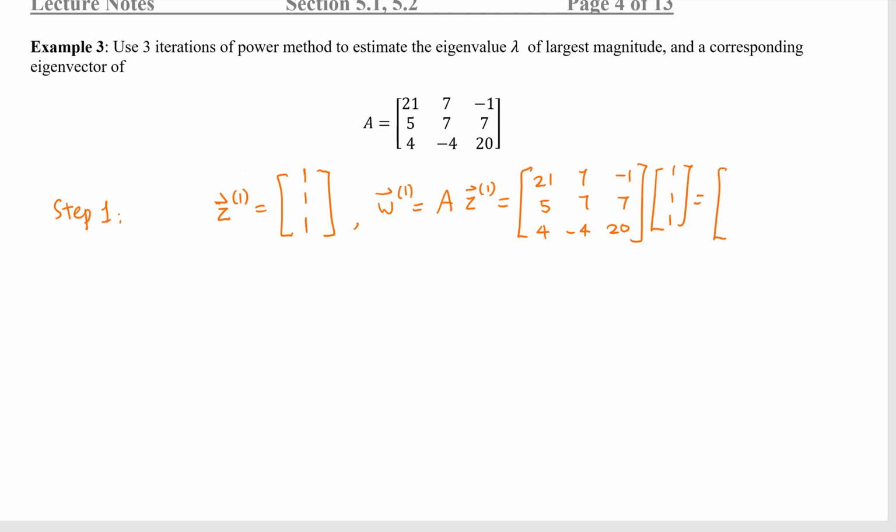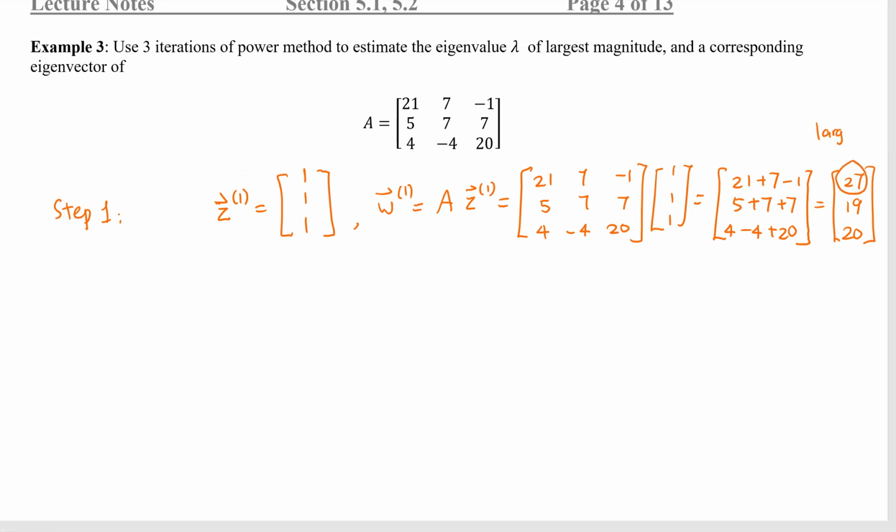So how do we calculate? Well, we use row times column. 21 times 1 plus 7 times 1 minus 1. Okay? And then 5 times 1 plus 7 times 1 plus 7 times 1. 4 times 1 minus 4 times 1 plus 20 times 1. So far, so good. 21 minus 1 is 20. 20 plus 7 is 27. And then 7 plus 7, 14. 14 plus 5, 19. 4 minus 4 is gone. And so it's 20. So far, so good, everybody.